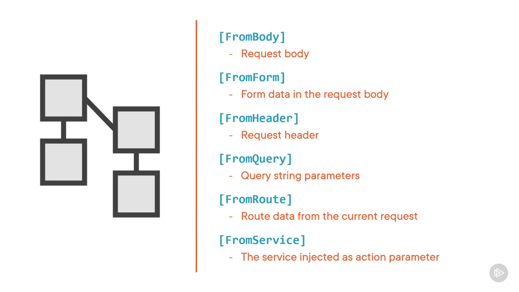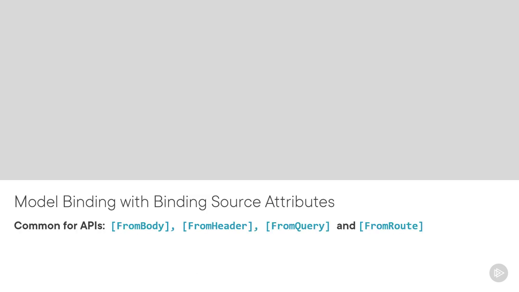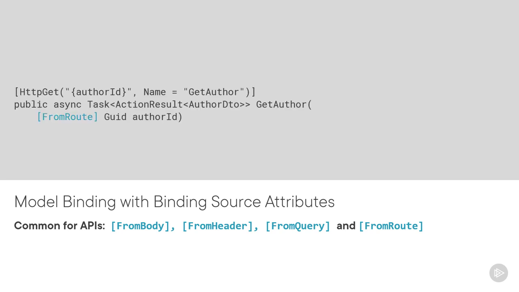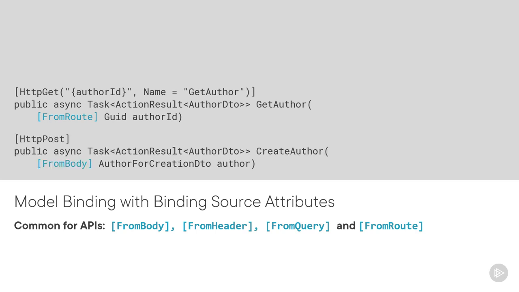Multiple attributes for that exist, as you can see on screen now. For an API, the ones that are most useful are FromBody, FromHeader, FromQuery, and FromRoute. For example, we could change our GetAuthor action by explicitly stating that the author ID is coming from the route. Yet, even though we haven't used a binding source attribute like this when getting an author, our code still worked. Also, we did not have to apply a FromBody attribute on our CreateAuthor action signature either, yet it worked. So what's going on here?